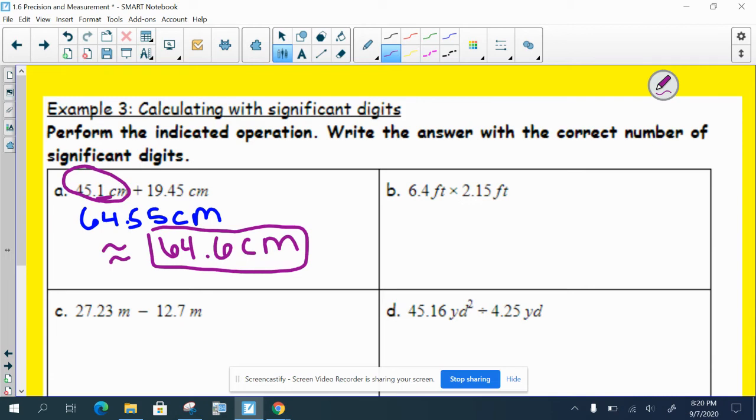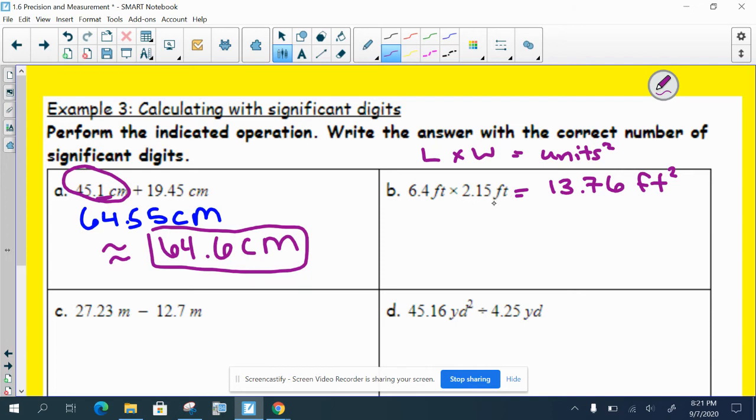All right, part B. 6.4 feet times 2.15 feet. So first of all, when you just type this in your calculator, the answer comes out to be 13.76. Now let's talk about the units for a minute. If you multiply feet times feet, it's kind of like length times width. And the unit you get if you do length times width is an area. So any unit that you're going to have when you're doing multiplication is going to be units squared. So this is going to be feet squared, like you're calculating the area, like square feet.